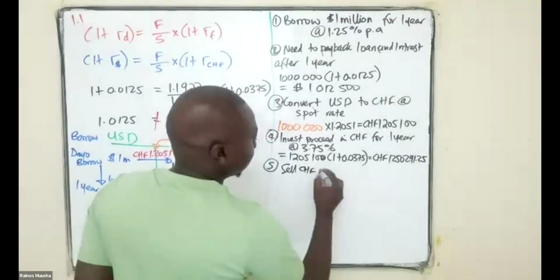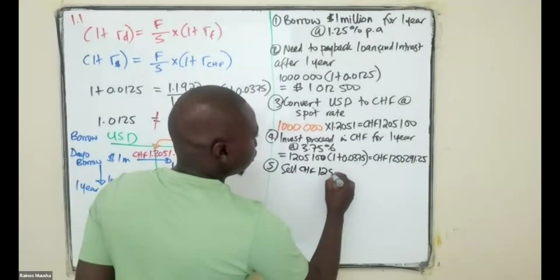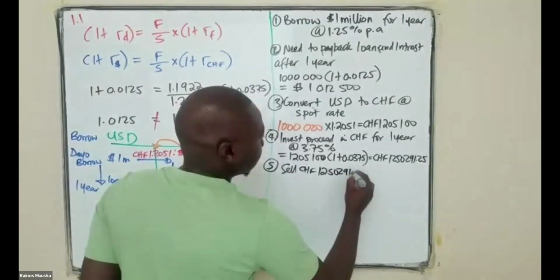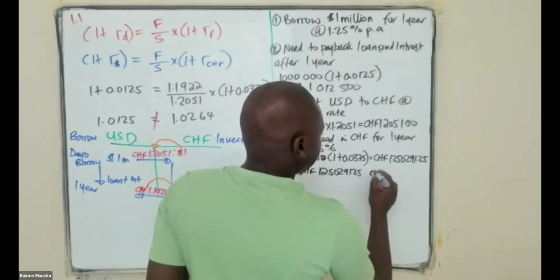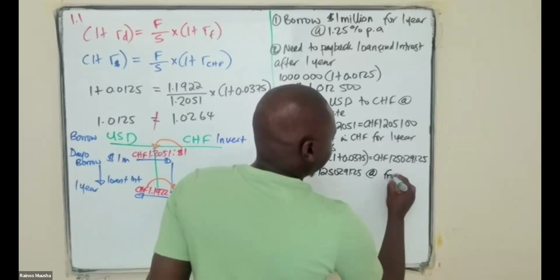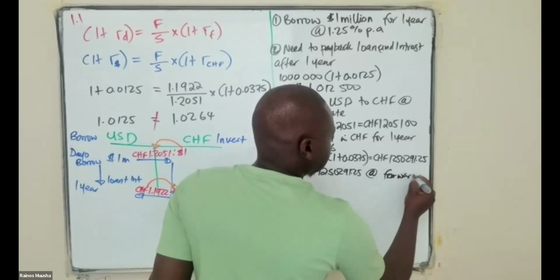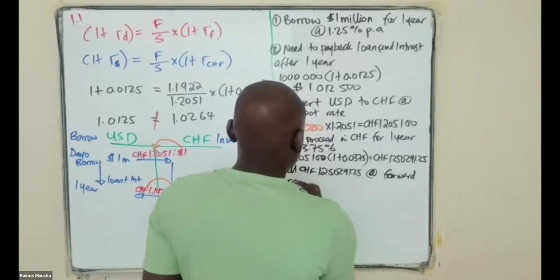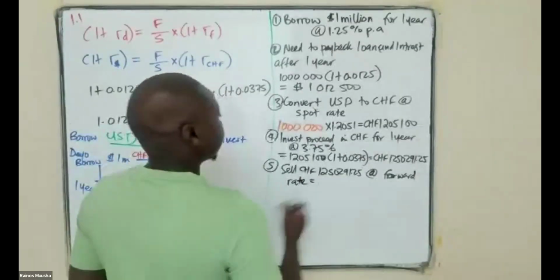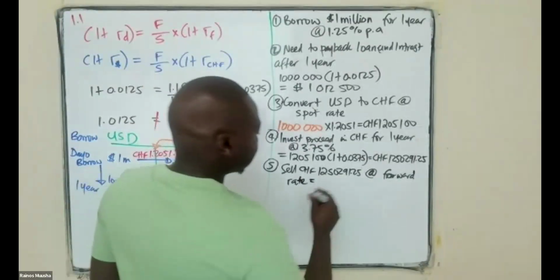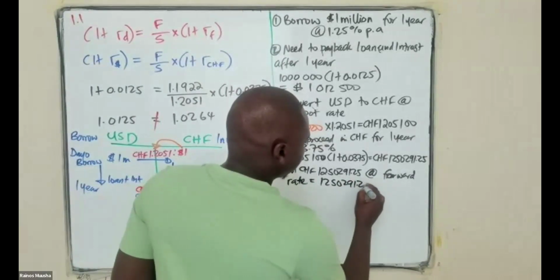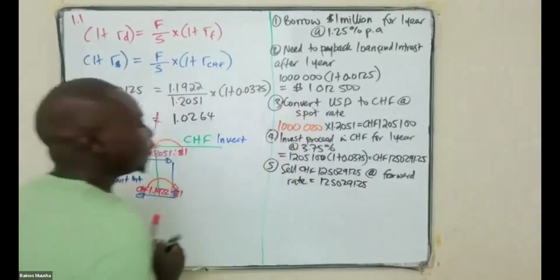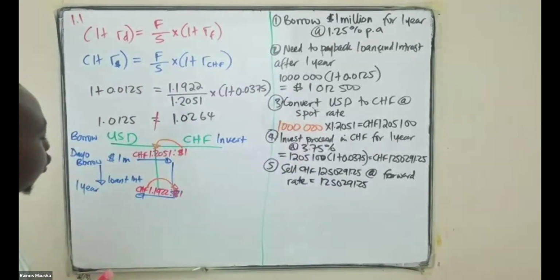CHF 1,250,291.25 at the forward rate. So we're going to sell that amount at the forward rate. Now we're moving from the weaker currency going to the stronger currency.